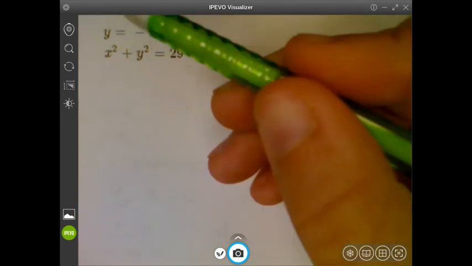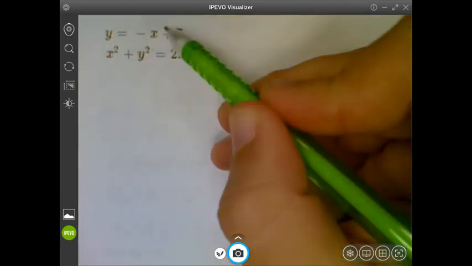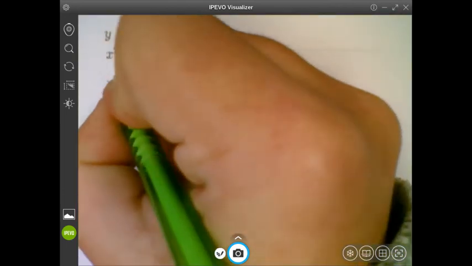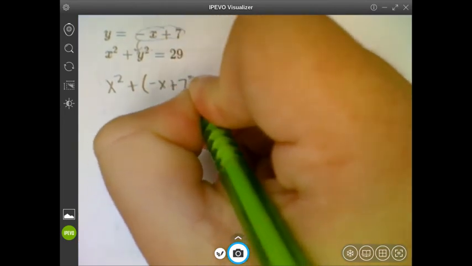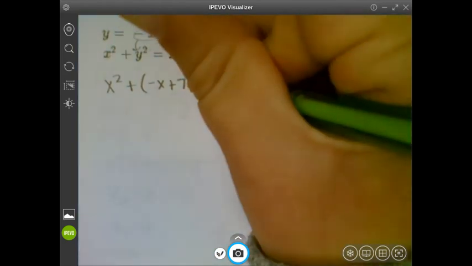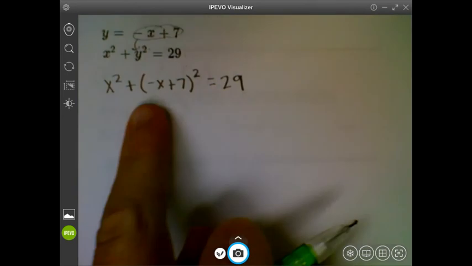Trust me. What you'd much rather do is do substitution. So you're going to take this y and plug it in for this y. So we're going to take this value here and plug it in for that y value there. So x squared plus, and you do need to put this in parentheses, negative x plus 7 squared, because the whole thing has to be squared, is equal to 29. And so we're going to solve this equation.